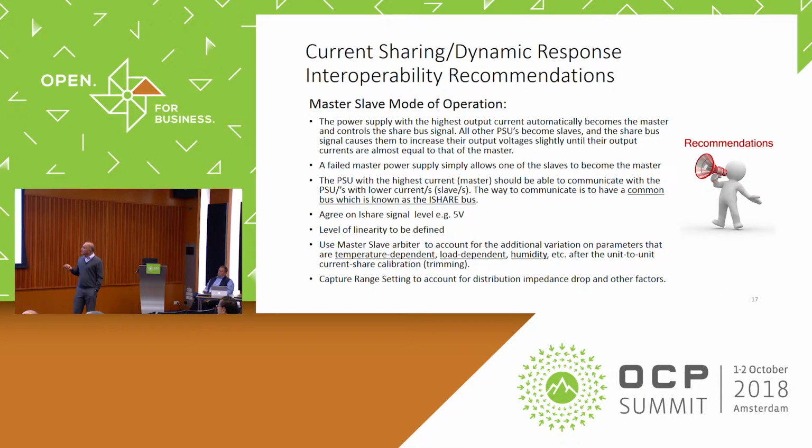The idea is to have a common share bus. Power supplies use a common current share bus. So let's say for zero load, it's 0 volts, and for maximum load, it'll be 5 volts, and everybody follows that. So we need to standardize the share bus voltage, the way we do current sharing, and not only that, the level of linearity of the 5 volts. We think it's a straight line, but the linearity does matter, and we need to specify how linear the slope is.